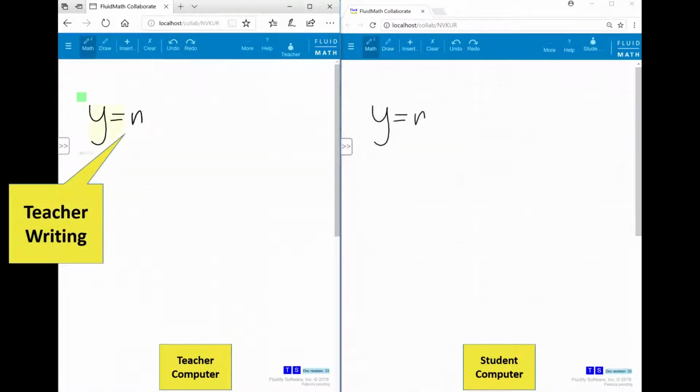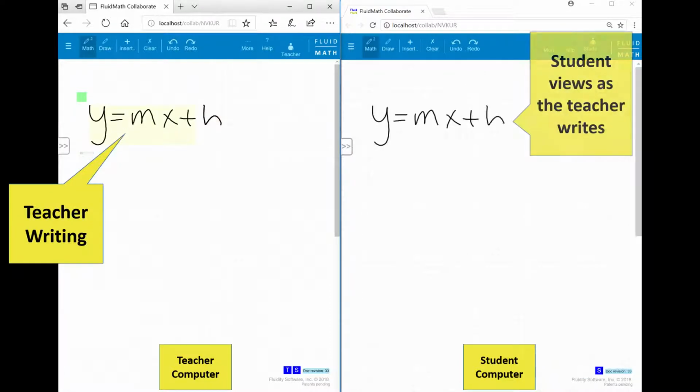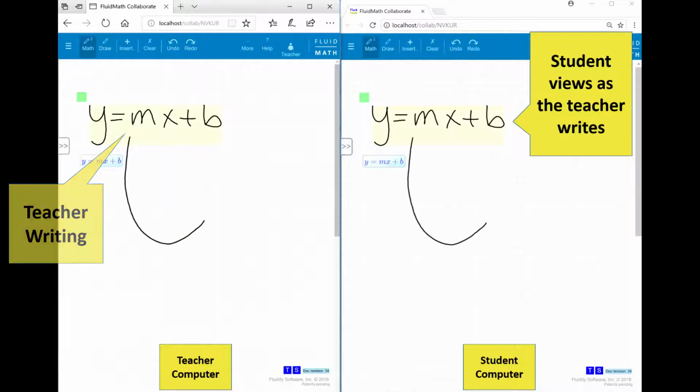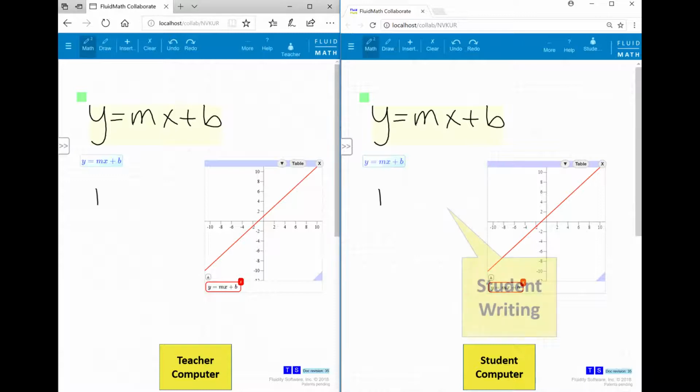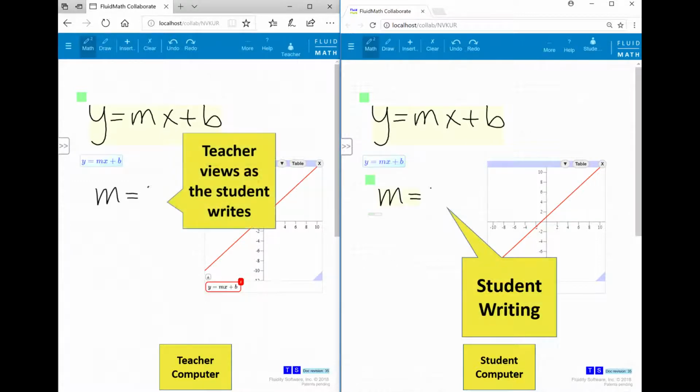As the teacher writes on her tablet, the student can see, in real time, what the teacher has written. Because the page is shared, the student can also write on the page and even edit the teacher's work. Both can manipulate the mathematical representations displayed on the shared math page.